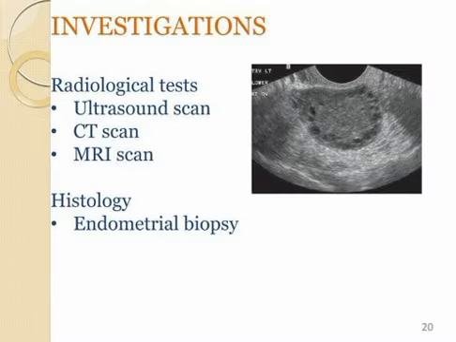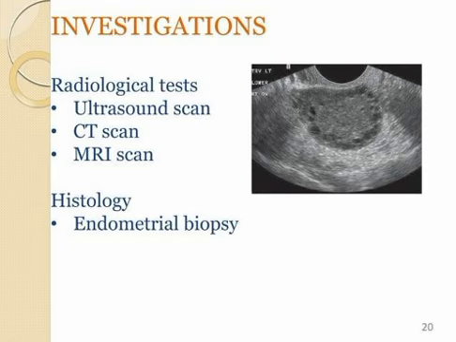Next, basic investigations include radiological tests, which are the ultrasound scan, CT scan and MRI scan, along with histology, that is the endometrial biopsy. While scanning the uterus, we can easily find the polycysts present on the ovaries. If there is any presence of polycysts on the ovaries, it may show that there is polycystic ovarian syndrome. So next will be the histology.